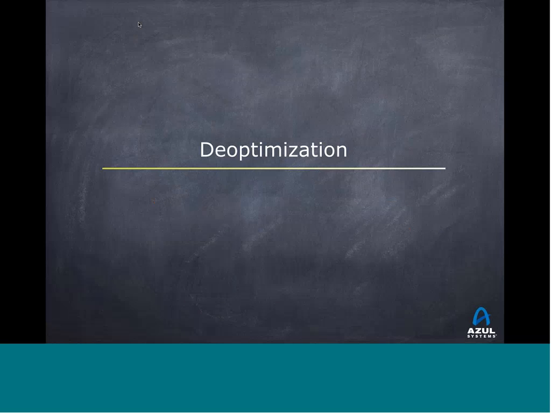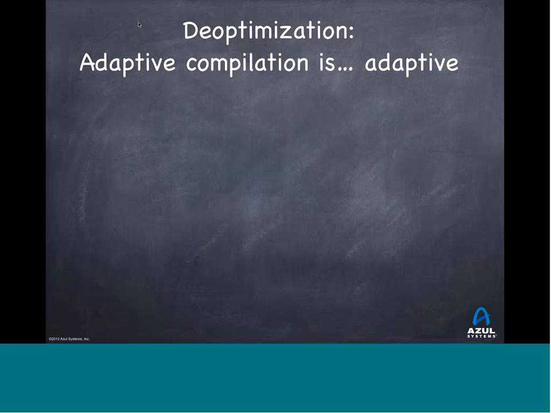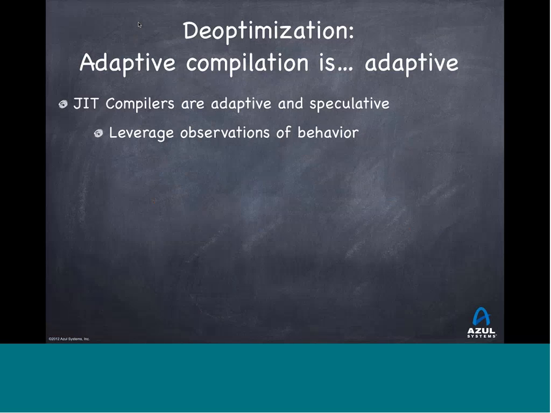Deoptimization is the term we use to describe what happens when optimized code has encountered a reason to throw away the optimization and change the way it runs. Deoptimization is the reaction to adaptive compilation. In fact, it's the thing that enables speculative compilation. So JIT compilers adapt, they speculate, they leverage observations of behavior like the examples I just gave, and they can hope for certain things to stay the same forever as long as they're able to recover from that hope being wrong. And deoptimization is the way we recover.